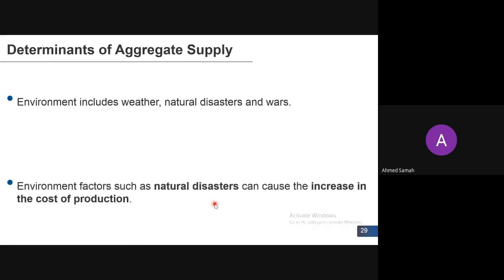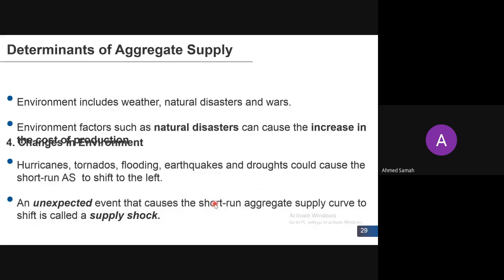The fourth one is changes in the environment. Environment includes weather, natural disasters, and wars. Environmental factors such as natural disasters can cause an increase in the cost of production. For example, if there are hurricanes, tornadoes, flooding, earthquakes, or droughts, which could cause short-term aggregate supply to shift leftward. These are mainly called supply shocks.